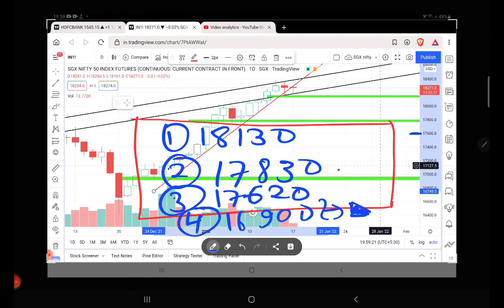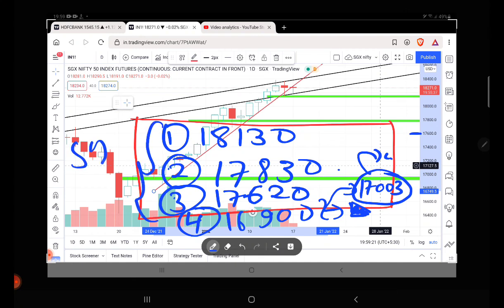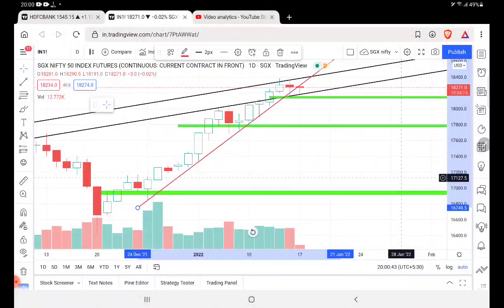There is another concept which I will let you know everyone later on, how we can come here and why we can come here. Accurate figure is 17,003. There is another concept of why we can come here, but I will let you see all later on. So these four are the targets of SGX Nifty for the coming days. You can note it down, so you will be clear what is the target of SGX Nifty and how I have done an analysis on SGX Nifty.